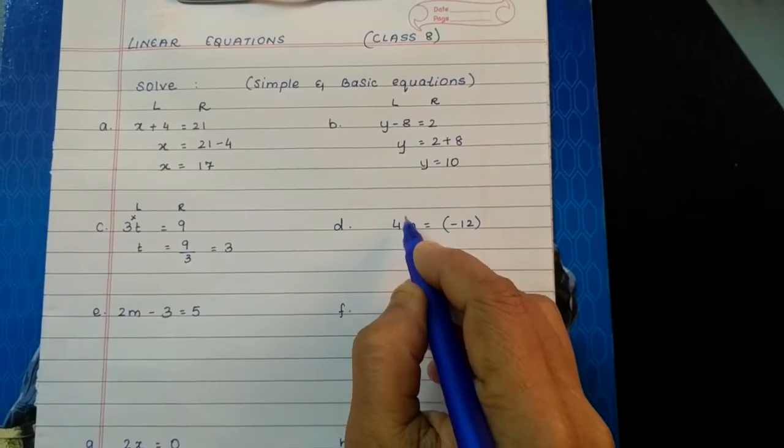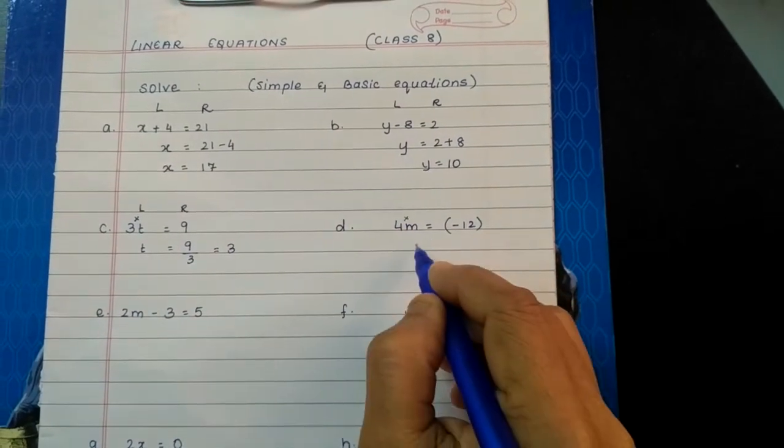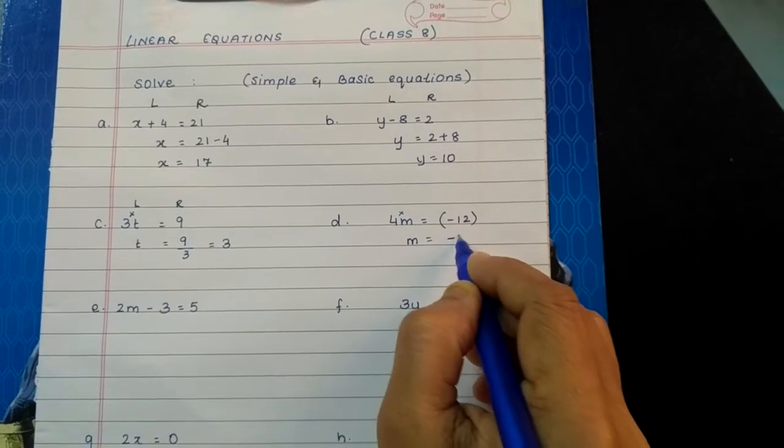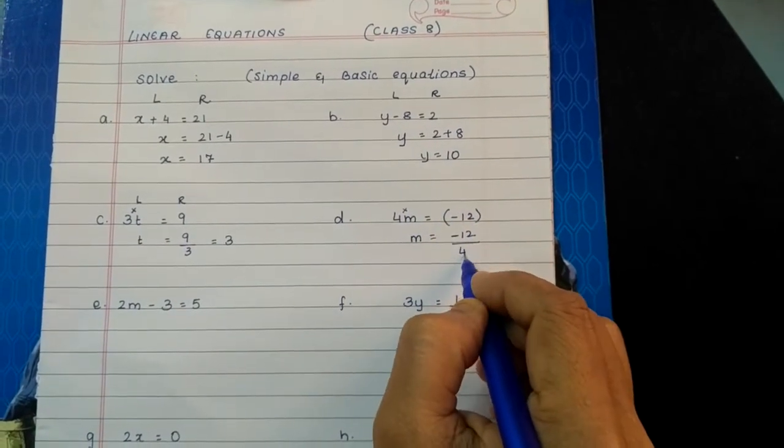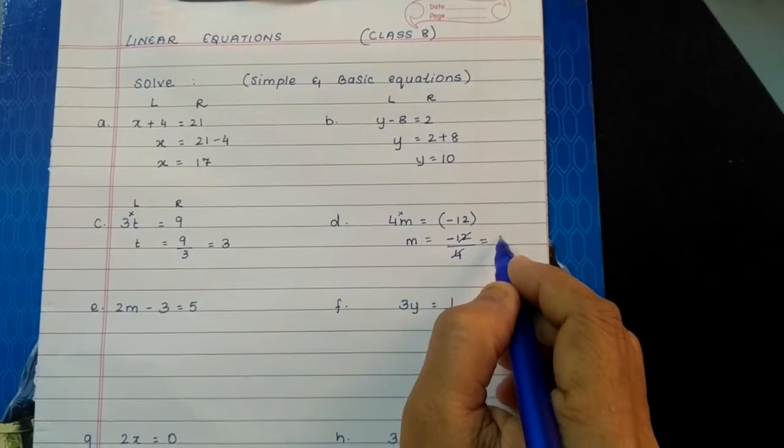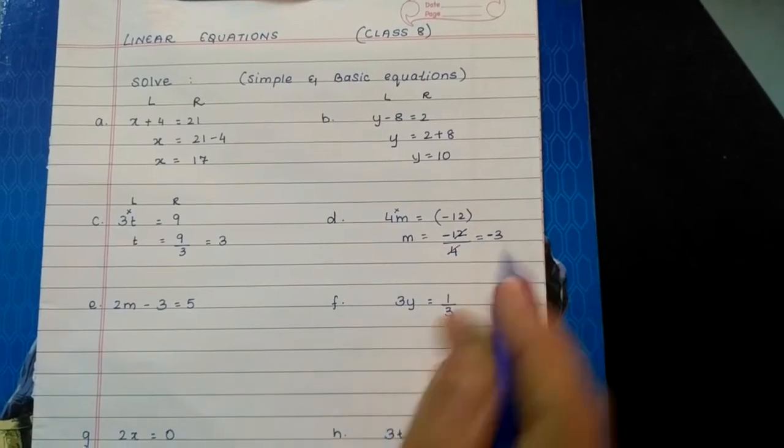Same way, 4m means 4 into m. So m is equal to minus 12 divided by 4. So multiplication becomes division. So 4 threes are 12, and the minus sign stays.